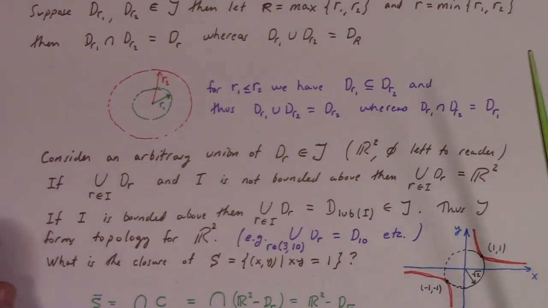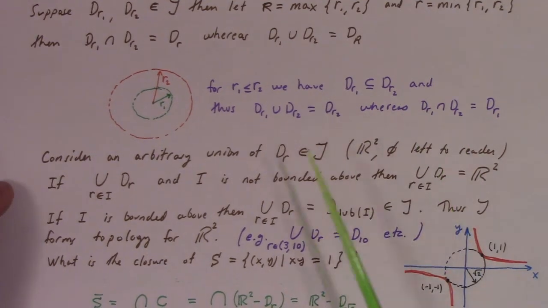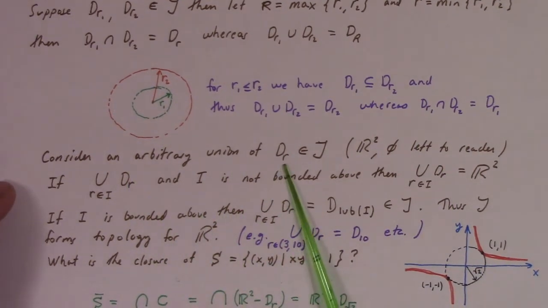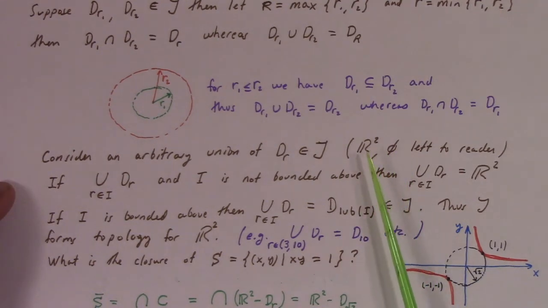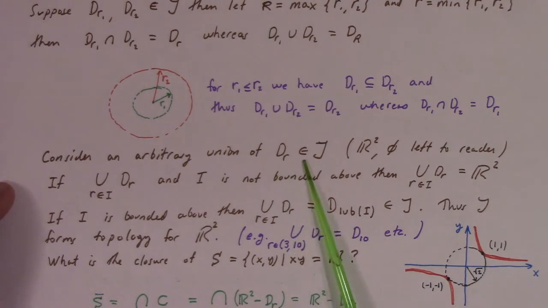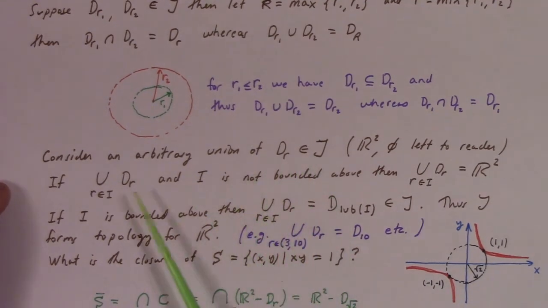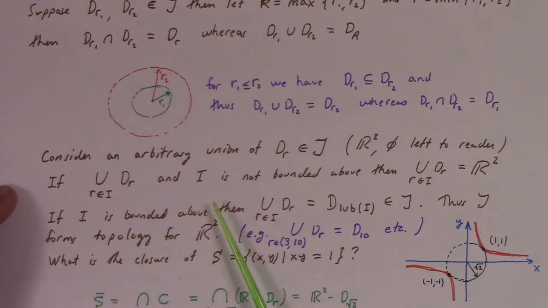All right. So is it a topology, though? Consider an arbitrary union of d sub r. We're not going to worry about R2 and the empty set; I'll leave those to you guys. So suppose we're just unioning these d sub r's, over r in some index set I. Notice that I is a subset of the positive real numbers, because these are labeled by positive real numbers.